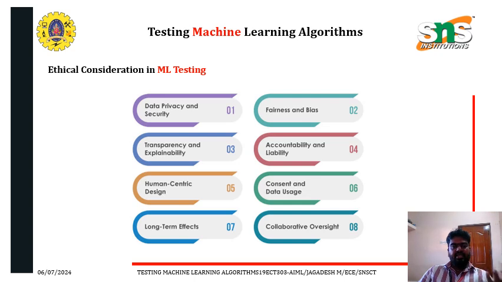The ethical considerations in machine learning are data privacy and security, transparency and explainability, human-centric design, long-term effects, fairness and bias, accountability and liability, consent and data usage, and collaborative oversight.